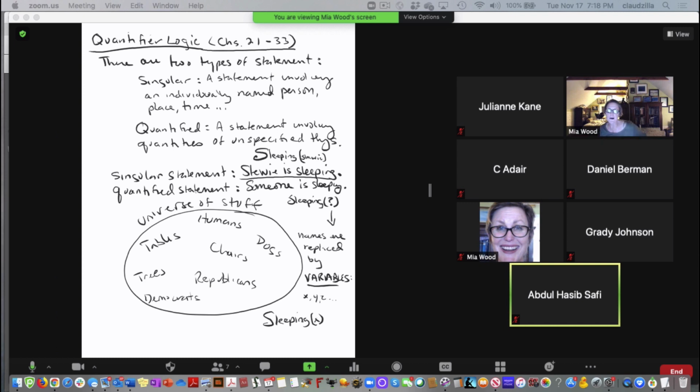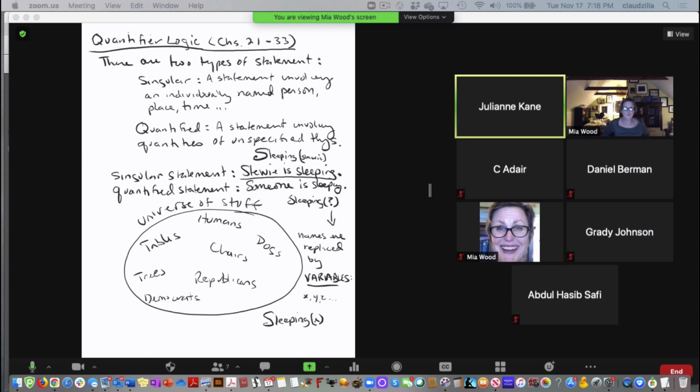And that's where we get our two quantifier symbols. But before going on, how does this sound? Does this ring some bells? Looks good so far. Yeah, so far so good?